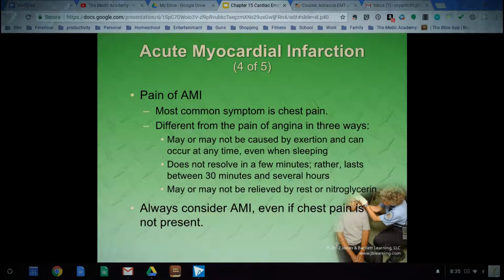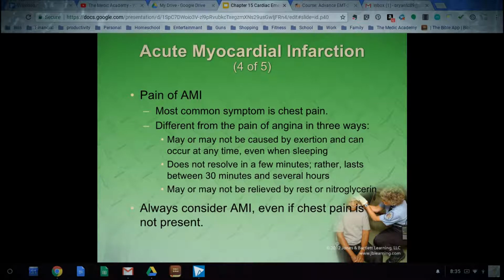Now, the pain from acute myocardial infarction is different from the pain of angina pectoris in three different ways. It may or may not be caused by exertion, and it can occur at any time, even when the patient is sleeping. With angina pectoris, the pain is usually caused during exertion. So if a patient is walking around Walmart and their myocardial oxygen demand goes up because they're exerting themselves, then they can start to have chest pain. That's very typical for angina pectoris versus an acute myocardial infarction. They could be sitting on the couch watching Wheel of Fortune and start having chest pain.